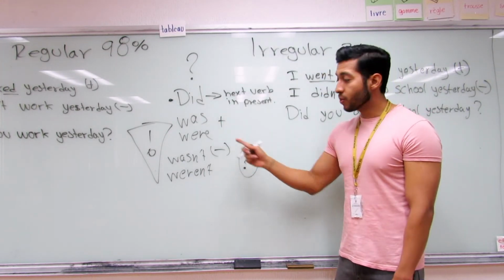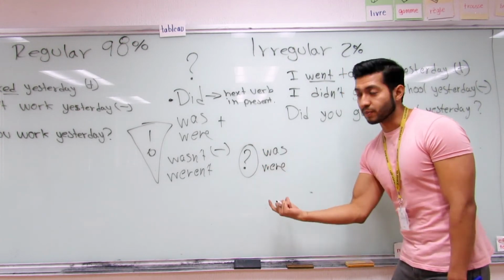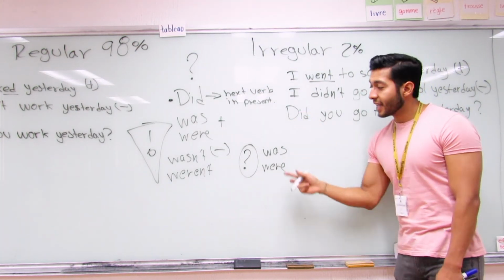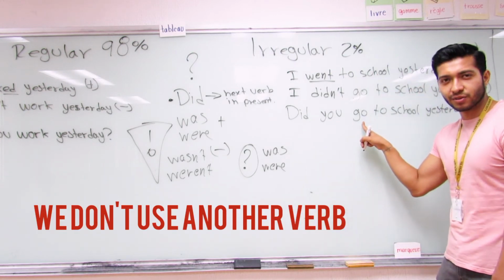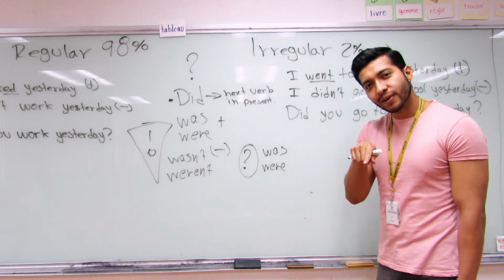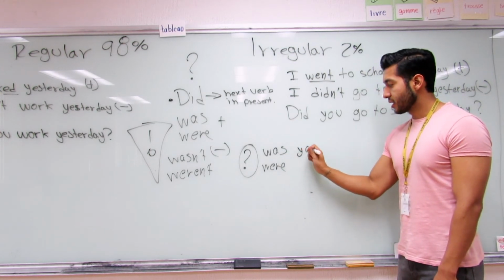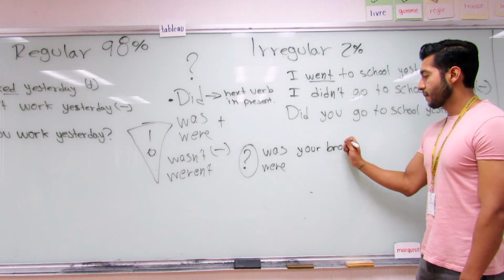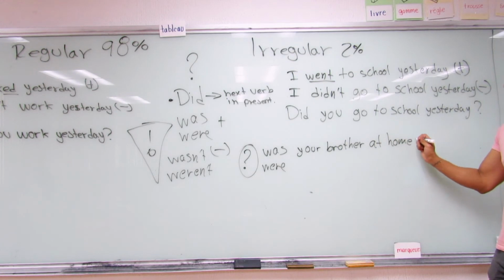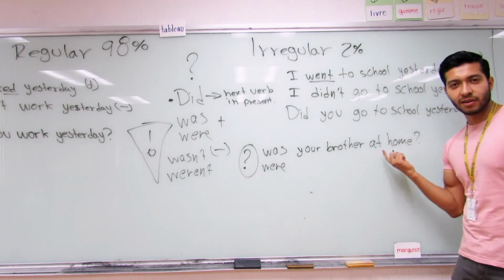And then, to ask the question, we only use was or were in the first place. So instead of did in the first place, we change this for was and were. And be careful here because we don't use a verb. So for example, if I want to say, estuvo tu hermano en casa. So was, we start with was, then your brother at home, right? So was your brother at home? Estuvo tu hermano en casa.